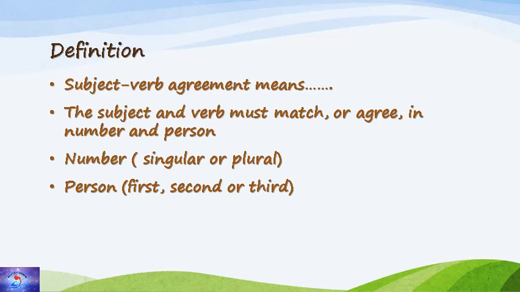So, there are three persons: first person, second person, third person. And there are two numbers, singular and plural. Nouns ending in S are usually plural. Verbs ending in S are singular. Singular subjects should be paired with singular verbs, and plural subjects should be paired with plural verbs. Now, let us see some examples.